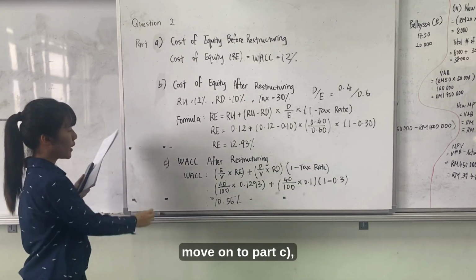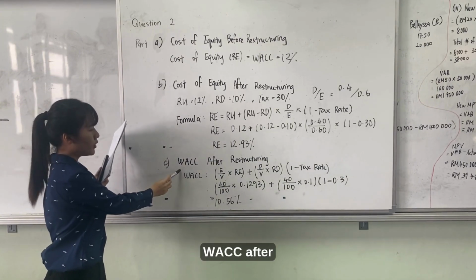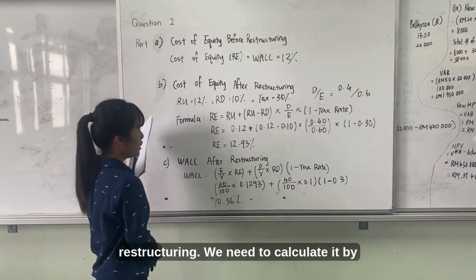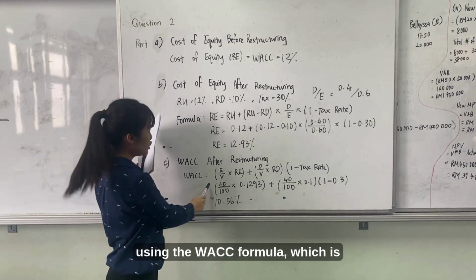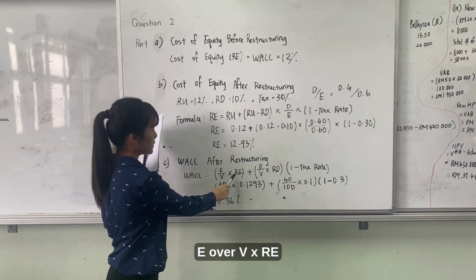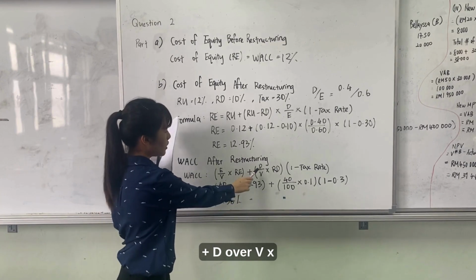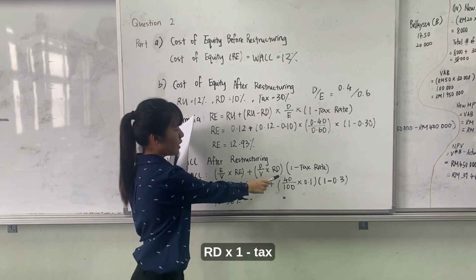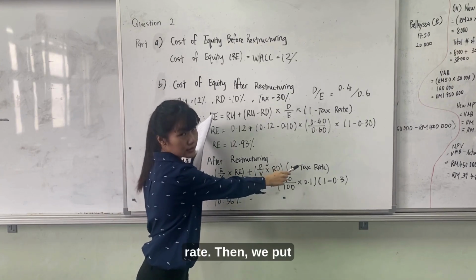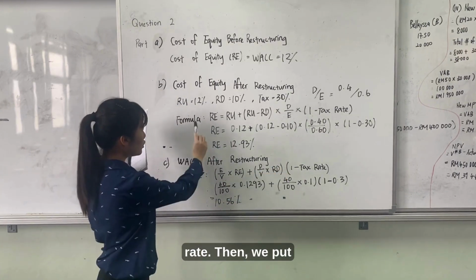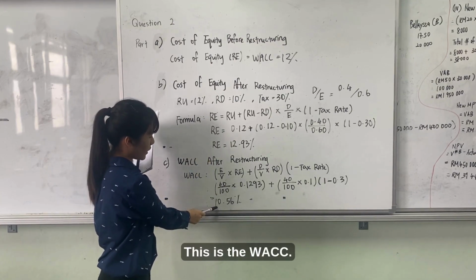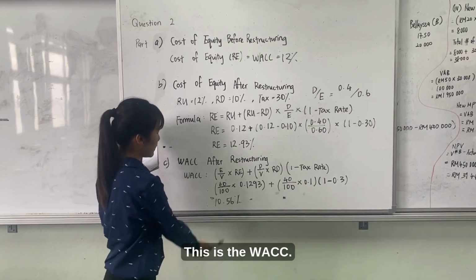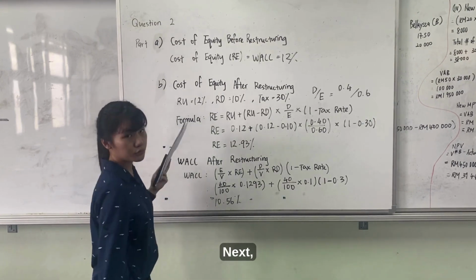We move on to part C, the WACC after restructuring. We need to calculate it using the WACC formula, which is E over V times RE plus D over V times RD times (1 minus tax rate). Then we put the data inside. After that, we can get 10.56%. This is the WACC value.